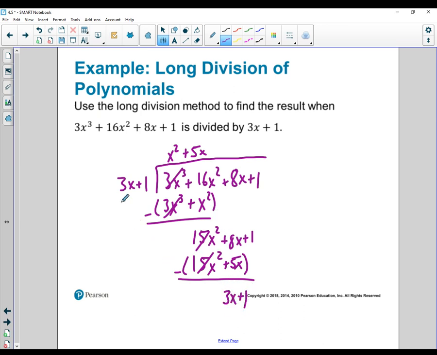Oh, and hey, look at that. 3x plus 1. How do I get the 3x to match? I add 1, right? 1 times 3x is 3x, and 1 times 1 is 1. We subtract, and our remainder is 0.